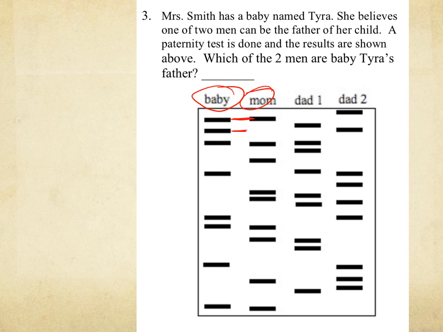That means that DNA had to have come from dad instead. So I'm going to leave that blank for now. I'm going to go through now and just match up where the baby got the genes from her mother, and then anything that's not accounted for by mom had to have come from the dad.